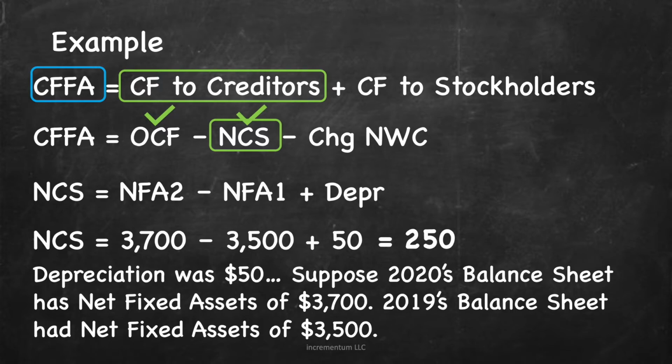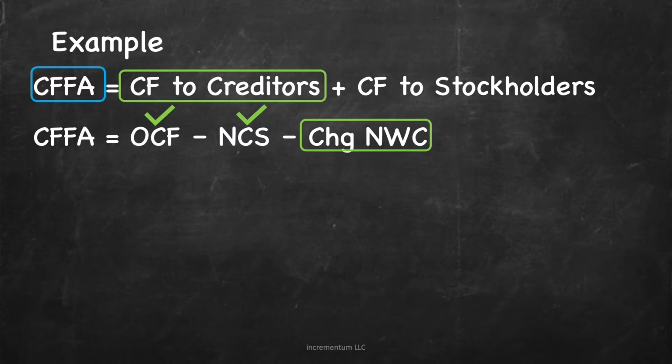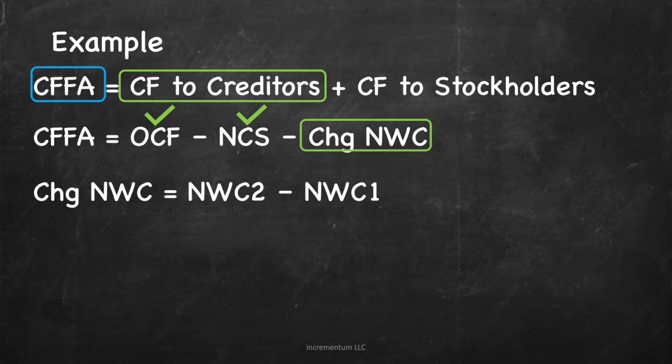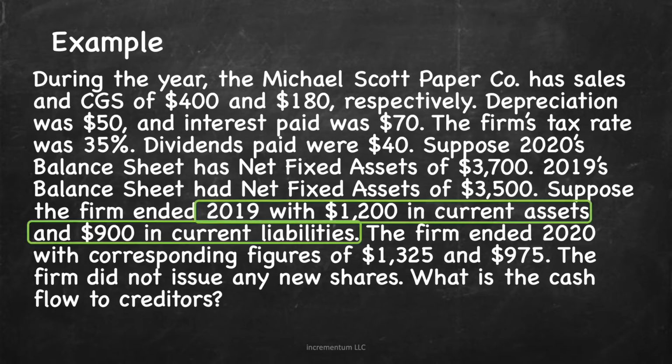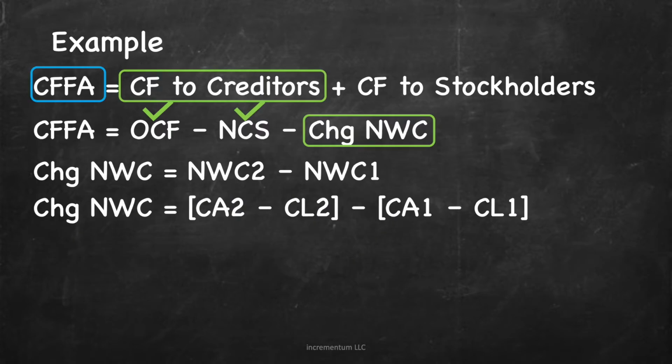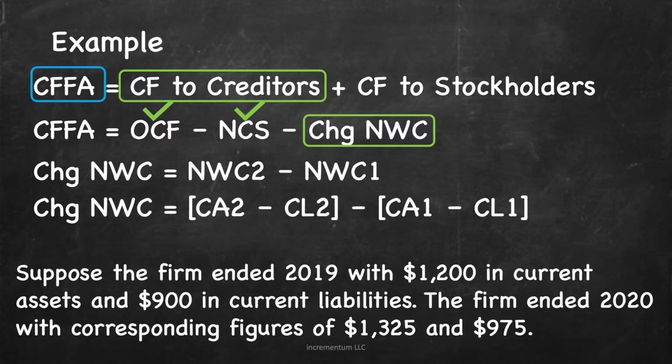Now that we have net capital spending, we can focus on calculating change in net working capital. So change in net working capital is net working capital at the end of the year minus net working capital at the beginning of the year. And we'll have to calculate each net working capital separately. So current assets at the end of the year minus current liabilities at the end of the year, and then we'll subtract current assets at the beginning of the year minus current liabilities at the beginning of the year. If we go back and look at the problem, we are given current assets and current liabilities information for 2019, and also for 2020. So we'll use that information to plug into our change in net working capital equation.